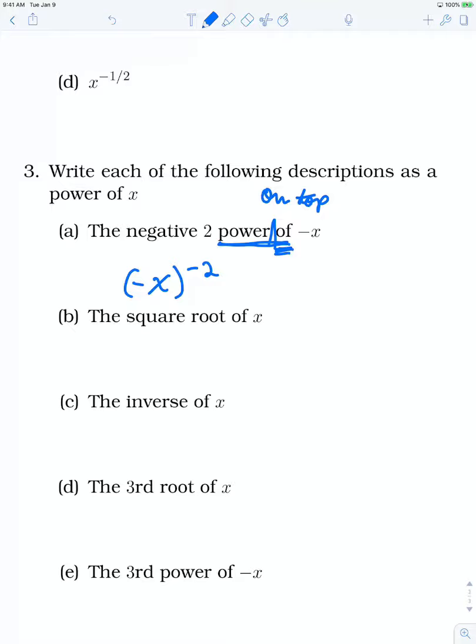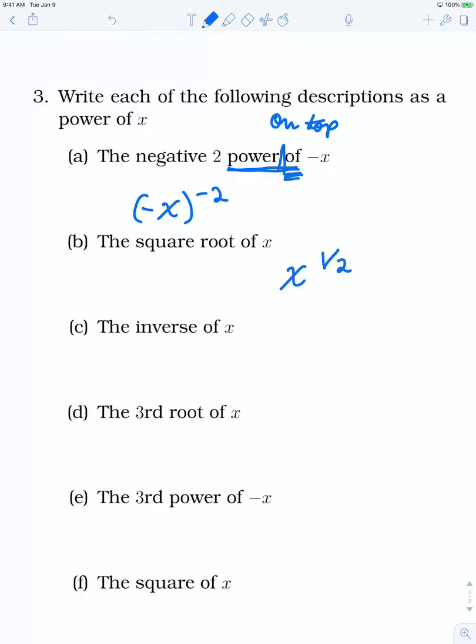All right. Square root of x, that would be x to the 1/2. And that's one that we practiced in number 1. The inverse of x, that would usually be written as 1 over x, but we're writing it as a power, so that's x to the -1.